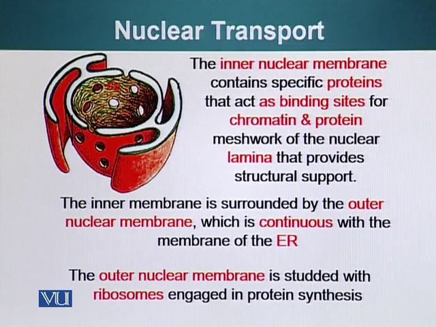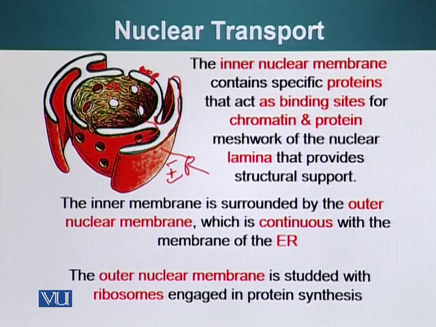The inner membrane is surrounded by the outer nuclear membrane, which is continuous with the endoplasmic reticulum membrane. So the outer membrane continues and is linked to the endoplasmic reticulum. So this is the ER membrane. The outer nuclear membrane is studded with ribosomes engaged in protein synthesis, not shown here. So the outer nuclear membrane is also studded with ribosomes, which are in the process of manufacturing proteins, and these proteins will be injected into the space between the membranes of the nucleus.